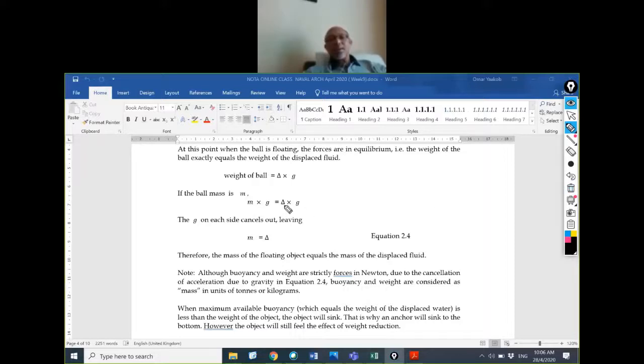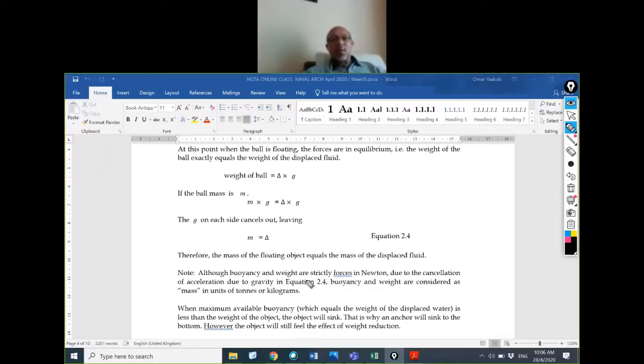And so this is the displacement times g as well. So both are forces here. But the g cancels out. So finally, this m, which is the weight of the object, equals the volume, the mass displacement. So this is mass in kilogram or in ton.